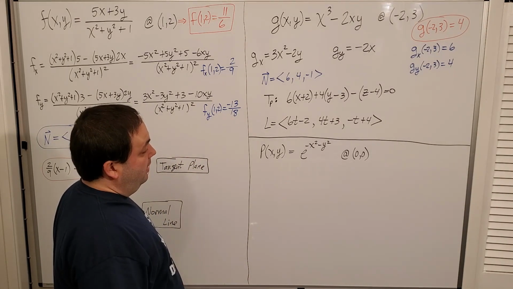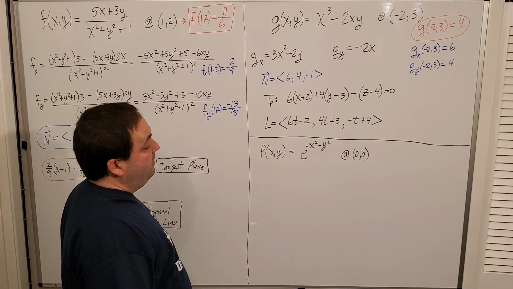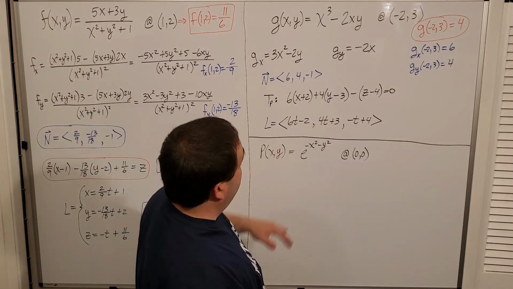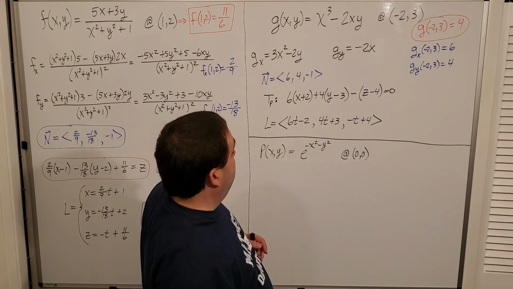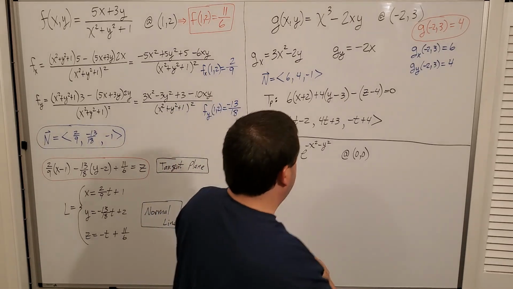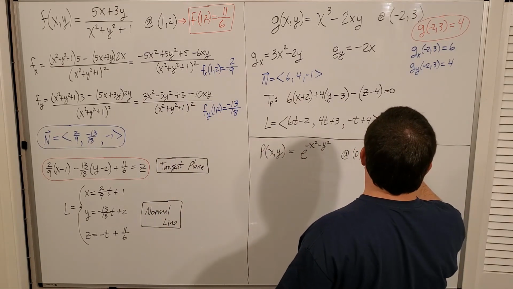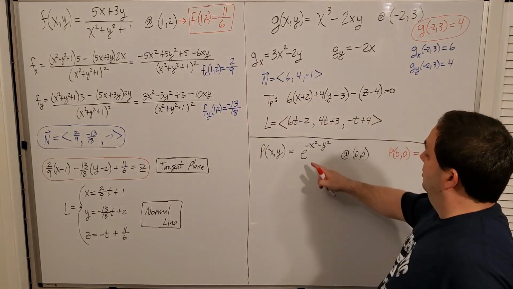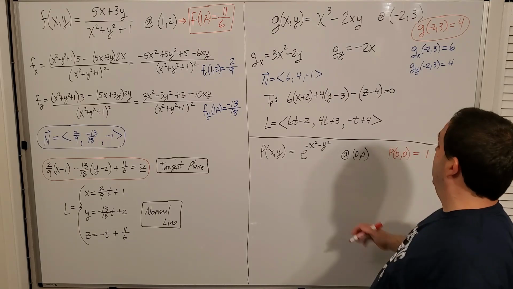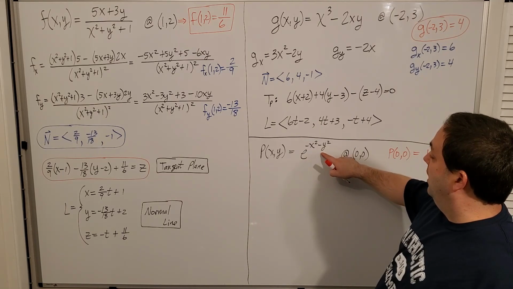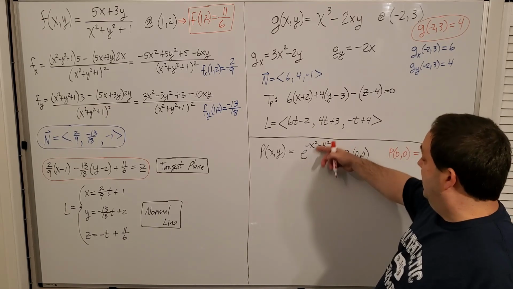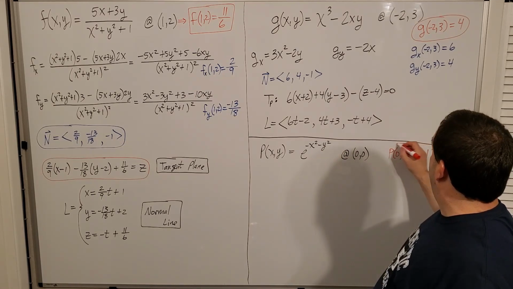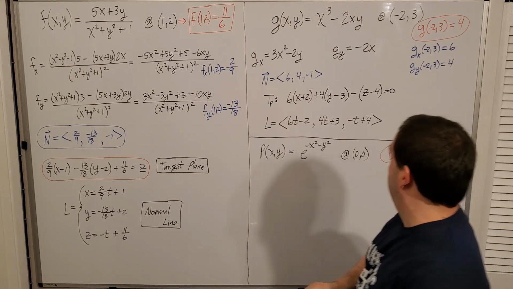So this particular one right here, again, same method. Let's go ahead and get our z value, and let's find our partial derivatives. So p of 0, 0 is 1, because it's going to be e to the 0 minus, or 0 plus 0. e to the 0 is just 1. So I've got my z value here.